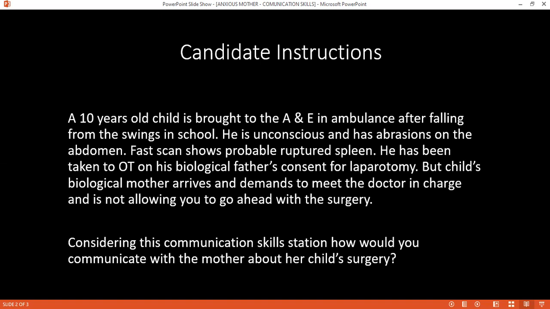Well, yes, I can totally understand your concern, and I can see you are really worried about your child. But as I said, the condition was severe, so we had to take your child to the operation theater before informing you, and that's the main reason. But you don't need to be worried about the child. As soon as the surgery finishes, we will shift the patient and you can see your child.